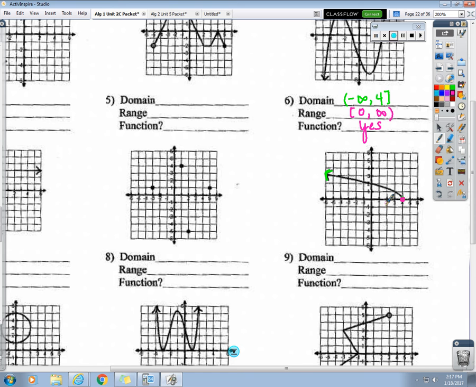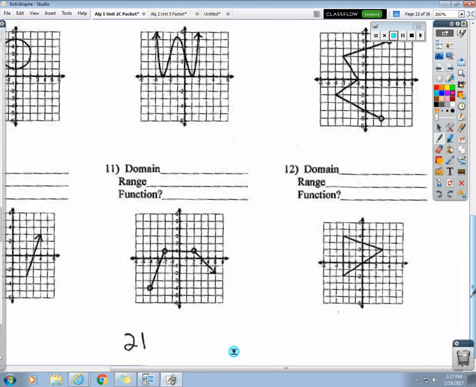Okay, question number 2, William. Number 12. Okay, domain. We have a triangle. There's a line right here, and then a line right here, and a line right here. So, domain is how far left the graph goes and how far right it goes. How far left does this graph go? Negative 3. How far right does it go? Positive 3.